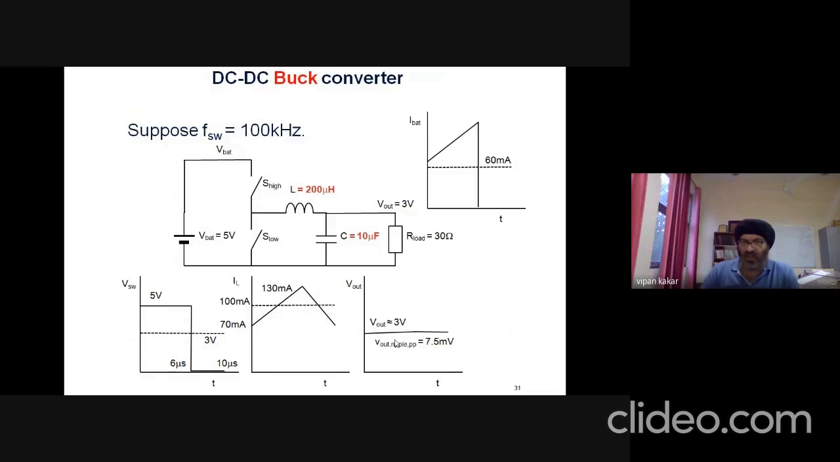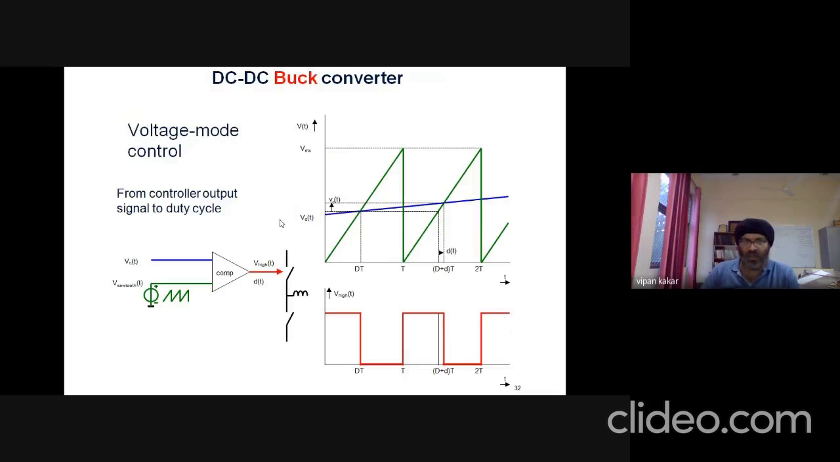Ripple also we have calculated. Based on the 100 kilohertz frequency, we have calculated the turn on time of 6 microseconds and turn off time of 10 microseconds. Now there are two methods normally used by the controller for a buck converter or any DC to DC converter. One is voltage mode control, another one is current mode control. There are other methods also, but these are the most popular methods used in power electronics. So we'll start with the voltage mode control.